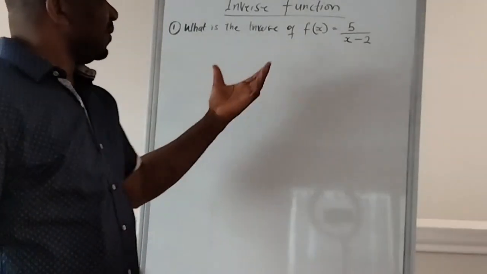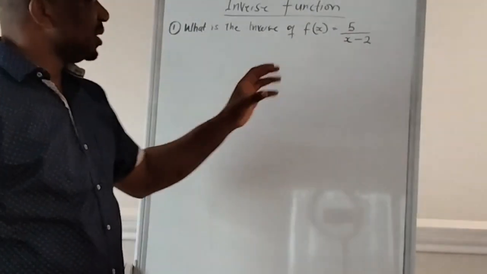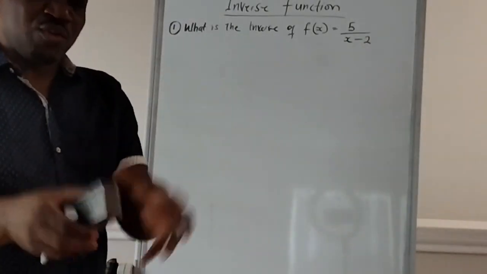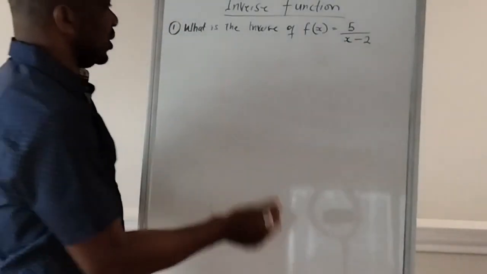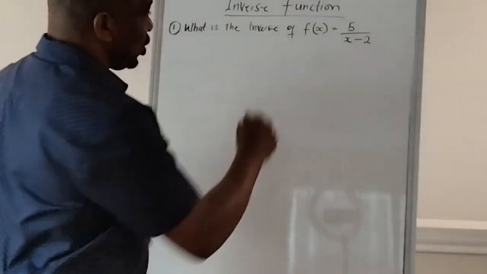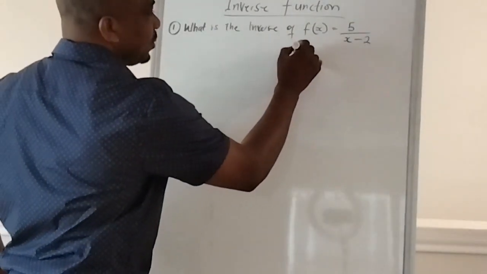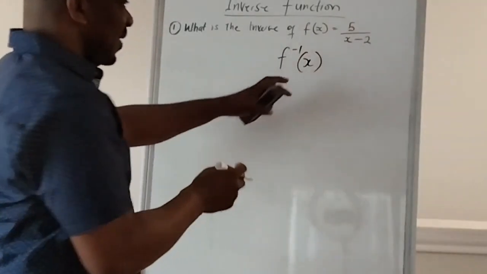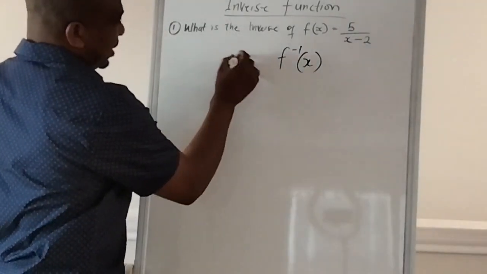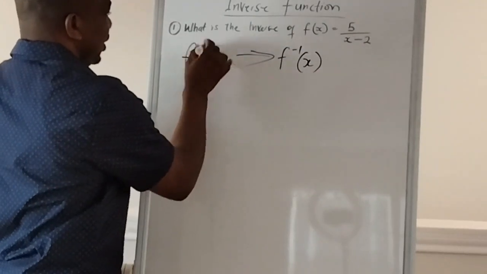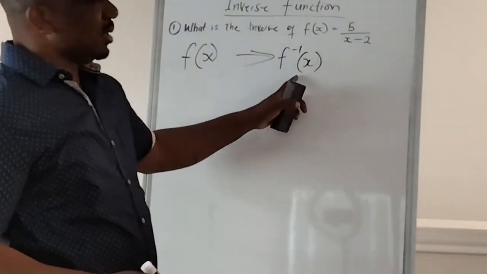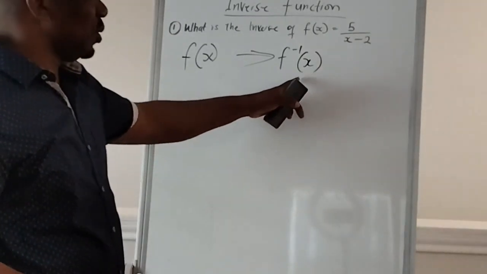Today I want to solve a problem under inverse function. An inverse function simply means to undo or to reverse a function which has already been done. An inverse function is denoted in this form. This is a function which undoes or reverses the original. This is what is called an inverse function.